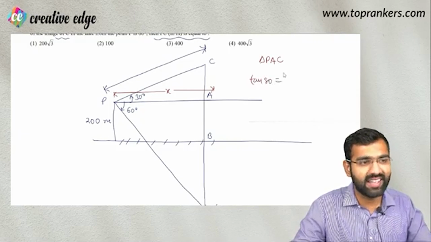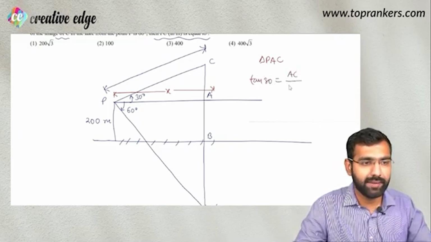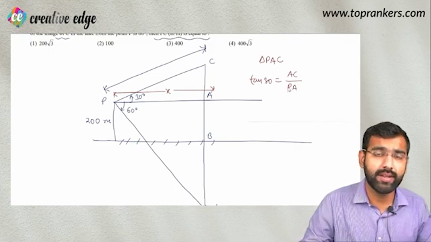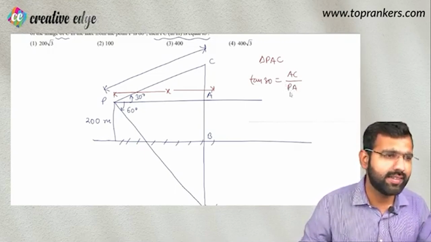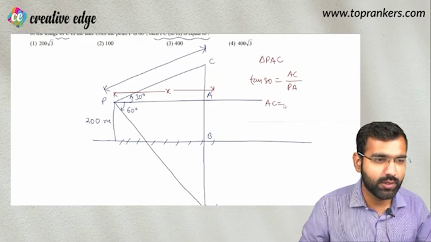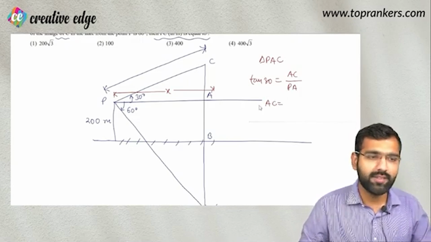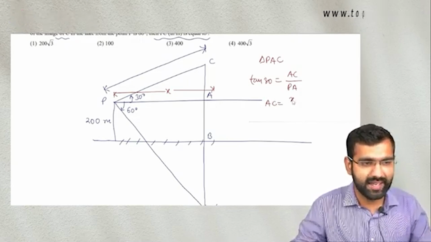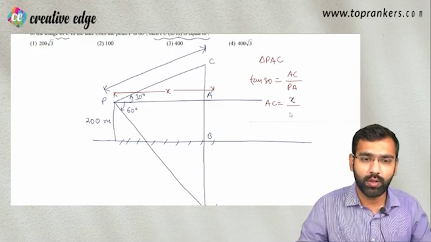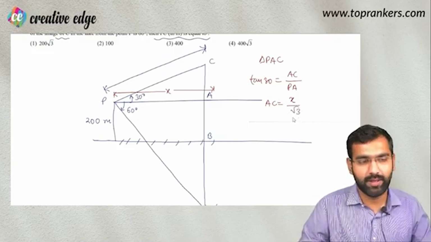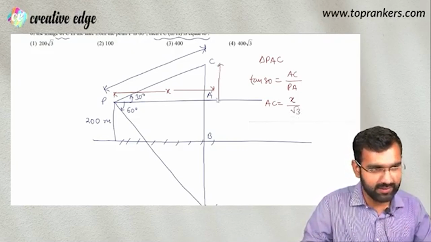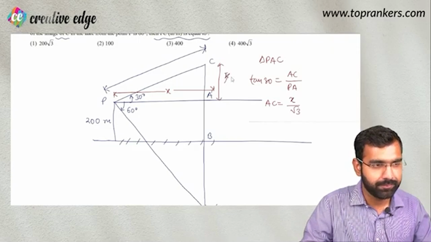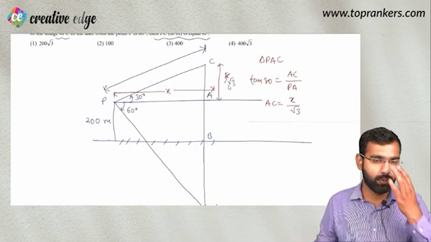so tan 30 is going to be AC upon PA. I hope you are realizing why are we doing that or how are we doing that. So can I say the value of AC is going to be PA into tan 30? What is the value of PA? PA we have assumed as X, and tan 30 we all know is 1 upon under root 3, so that is X by root 3. So this AC is going to be X by root 3. I hope you have understood that.